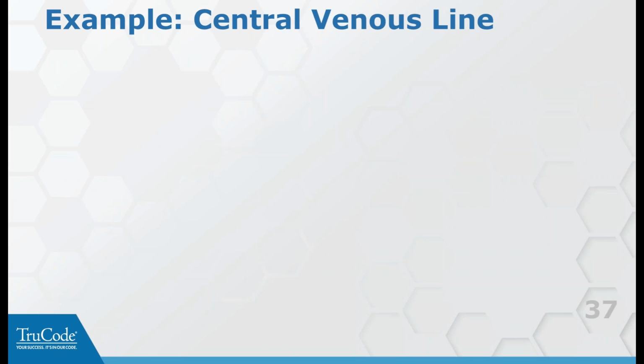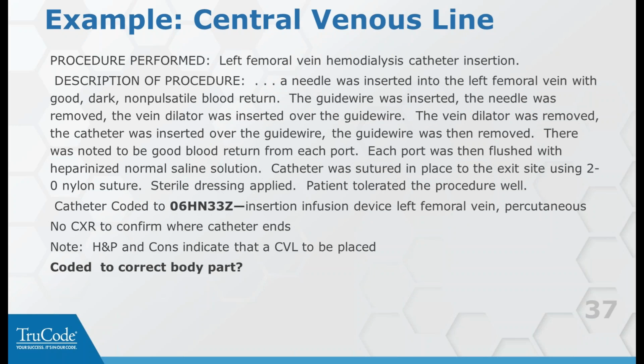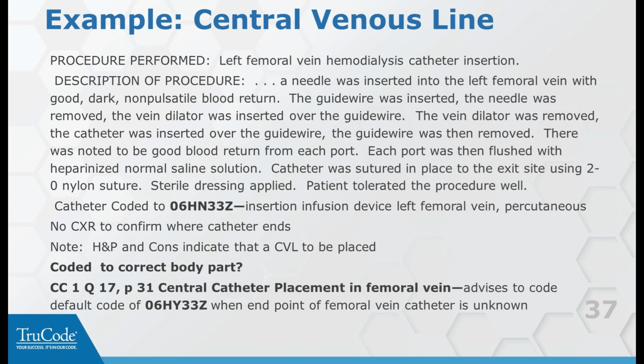Another little example here, this is one that we just kind of referred to with that Coding Clinic about the femoral vein catheter insertion. Again, this catheter was coded to insertion of the left femoral vein. There was not a chest x-ray to confirm where the catheter ended. The H&P and consult had indicated that they were placing a CVL. So again, the correct body part per that Coding Clinic that I just mentioned a minute ago is the default code here, not coding it to the left femoral vein, but actually coding it to the lower vein, which would be your default code if you do not know where the catheter ended.